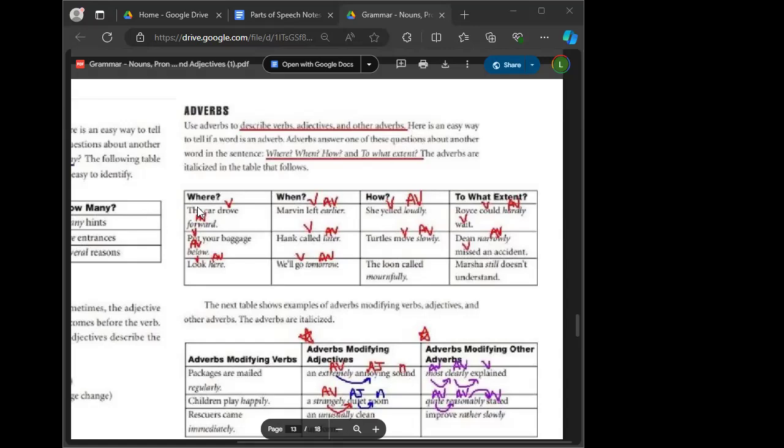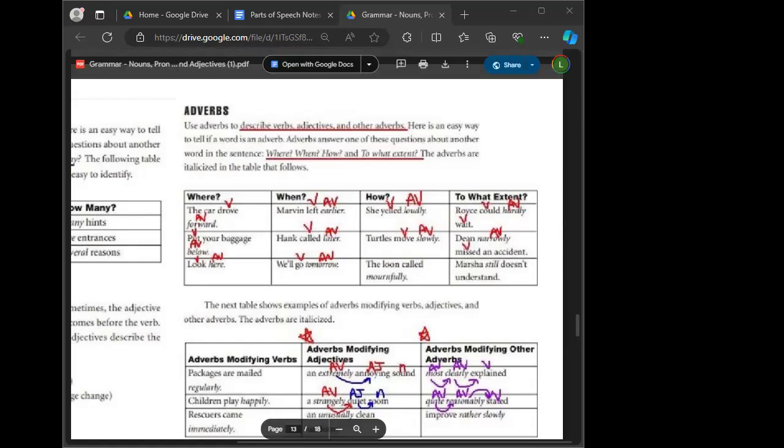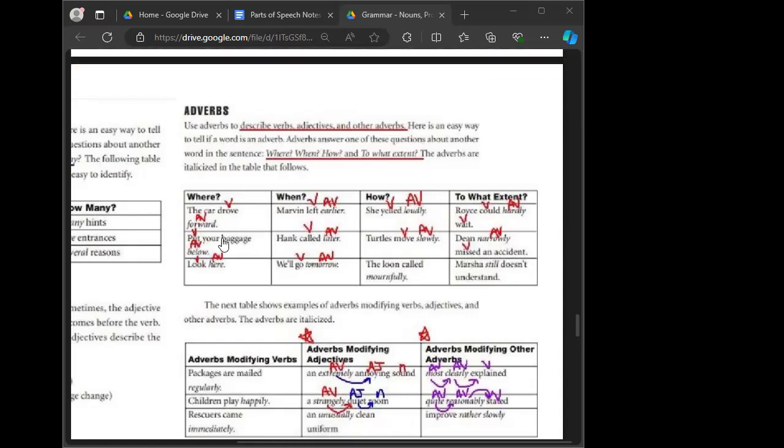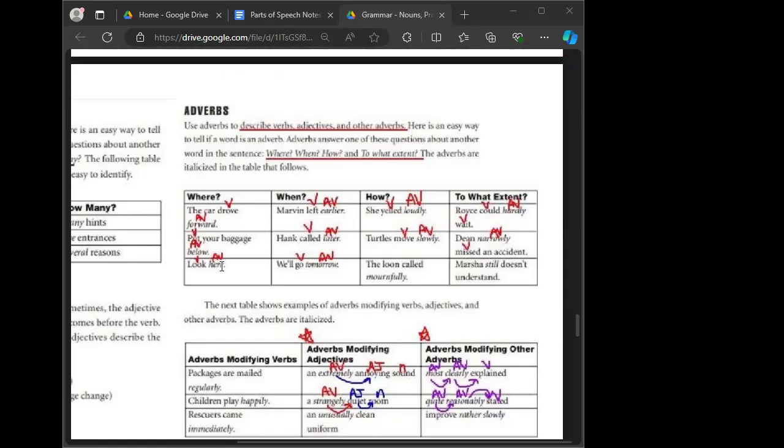Okay, so for example, here we have the car drove where? That's answered by forward. So forward, in other words, is the adverb describing where the car drove. Okay, and then put your baggage where would be answered by below. So put your baggage below. So below is the adverb describing where to put. And then look where is answered by here. So here is an adverb.